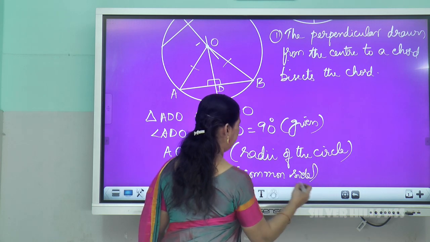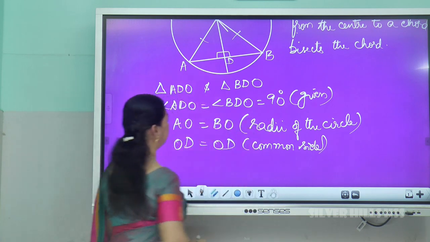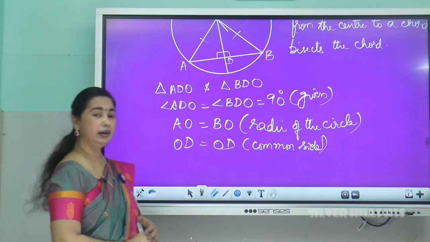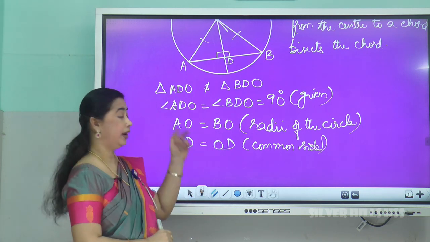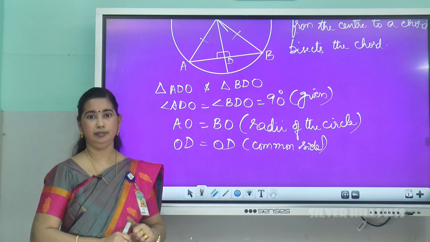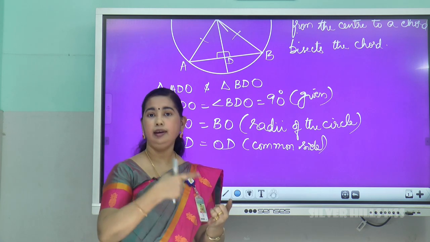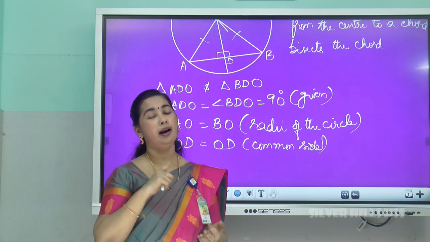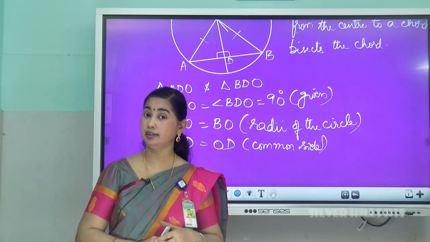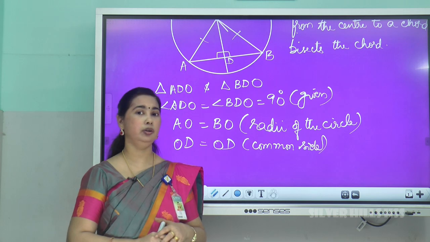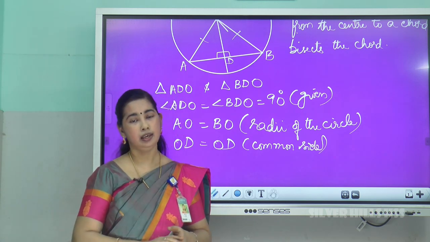for both the triangles. So from these three conditions, one angle we can see is 90 degrees. Then two sides, AO and BO are the radii and OD is the common side. So one angle is 90 degrees, the hypotenuse is the same, and one side is the same in both the triangles. Therefore, those two triangles are equal triangles or congruent triangles. Both names are the same. Congruence is the same as equal.